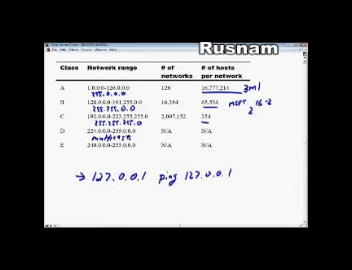Multicasting is how we send to a group of computers, regardless of their location, their proximity, their geography. We can group up a bunch of computers, for example, for webcasting or for video streaming or for online gaming. We can group them up into a multicast group. D is for multicast, E is for experimental. We don't really care too much about these.